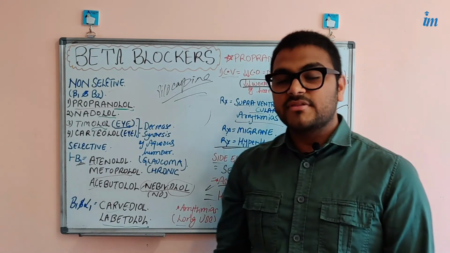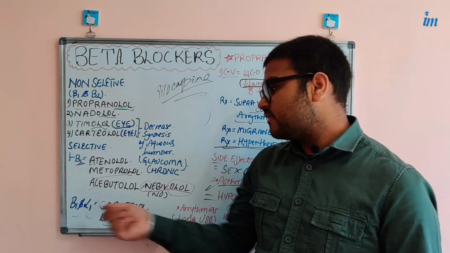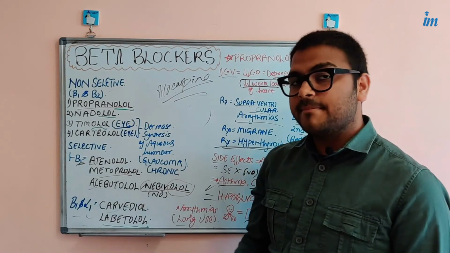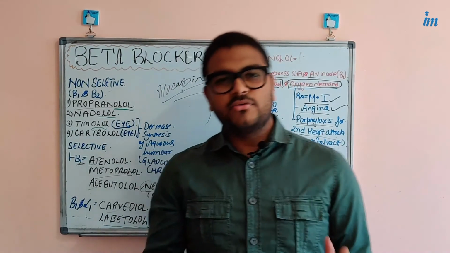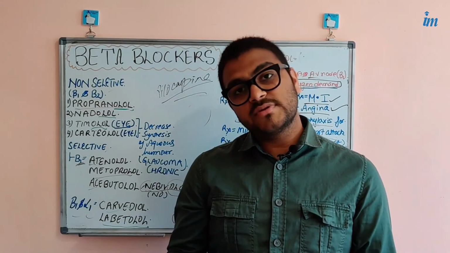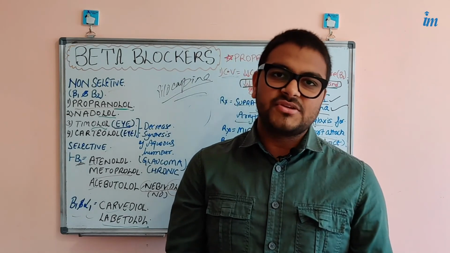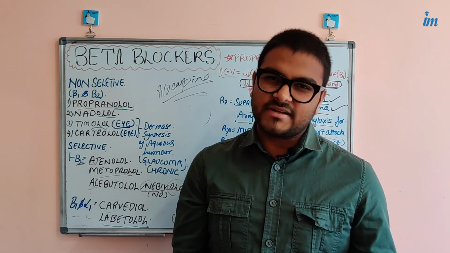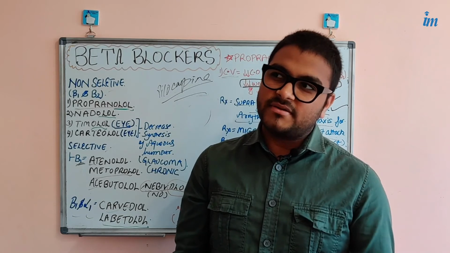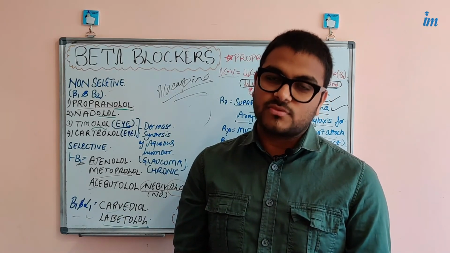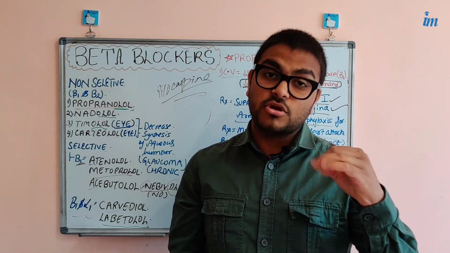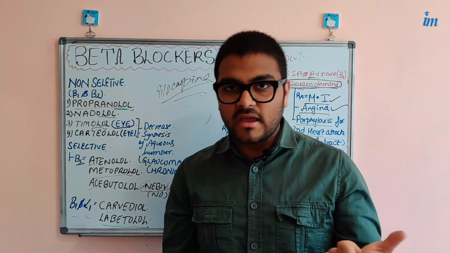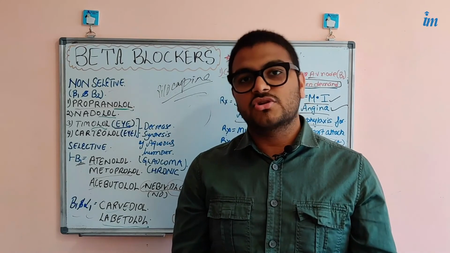Then the other group is the beta 1 alpha 1 blockers. Carvedilol is an example. It is a very good drug. Why? Because if a patient comes to you with tachycardia, and on top of that severe total peripheral resistance is found, severe peripheral vasoconstriction, then the patient is going to have very high systolic and diastolic pressures.